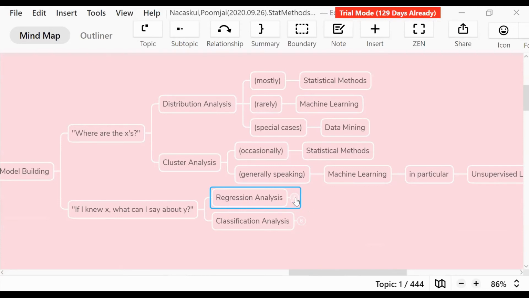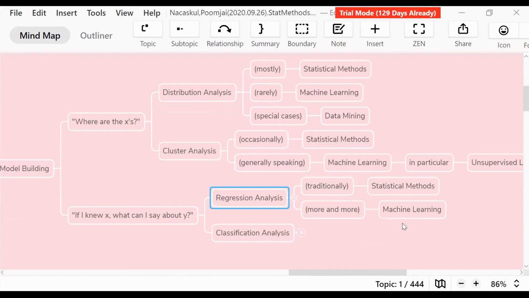If it's regression analysis, the distinction between statistical versus learning is not static. It's more like once upon a time, regression analysis was done here. Nowadays, it's done here. Yeah? So it's not a lot like this. Literally, it used to be like this, now it's like this.